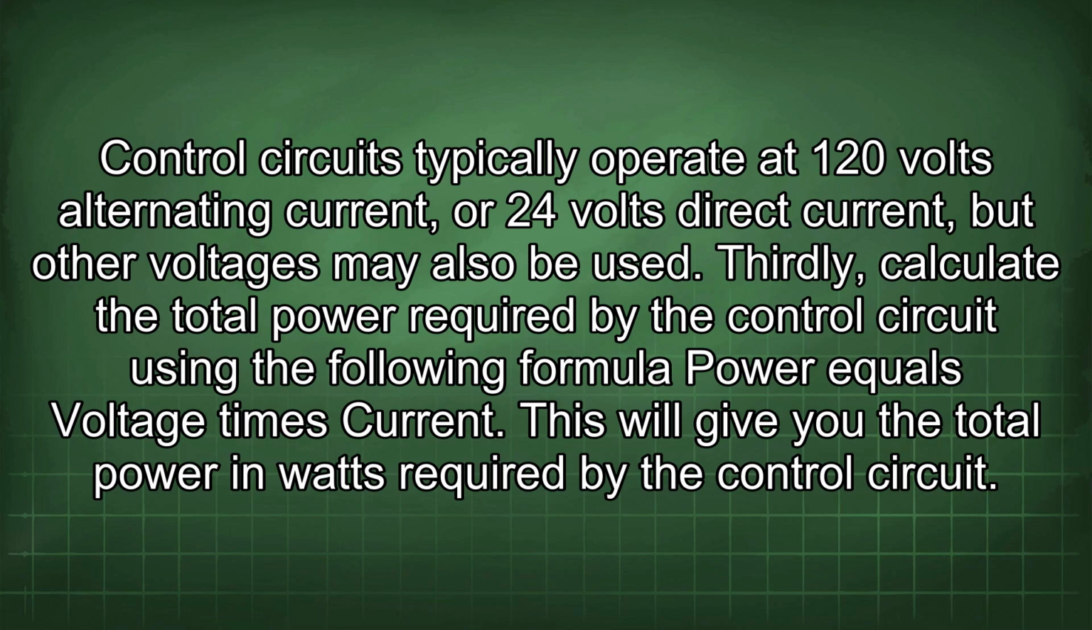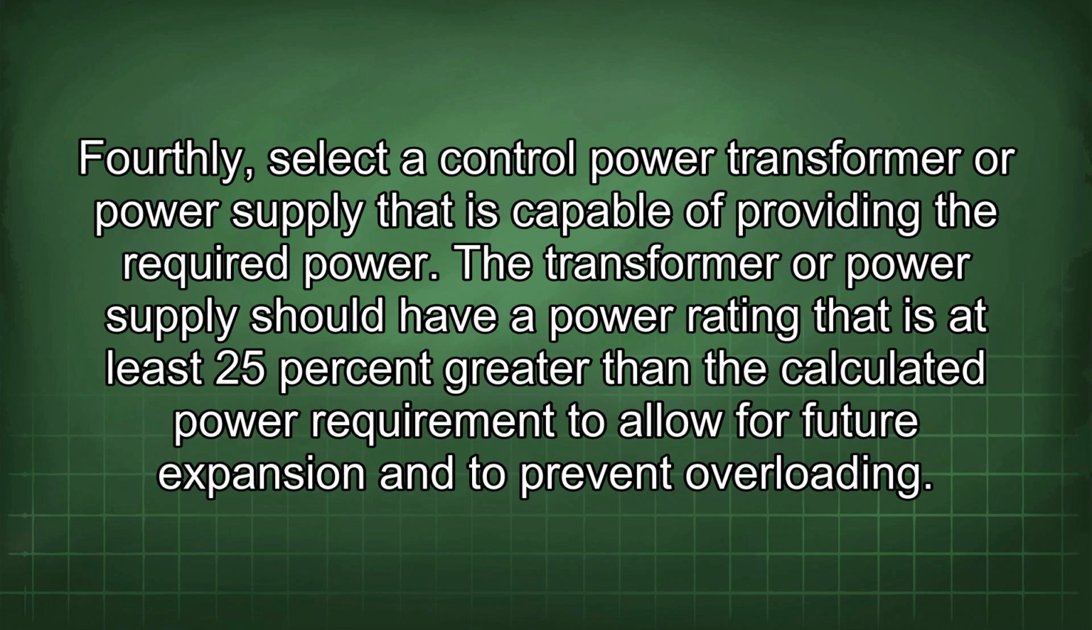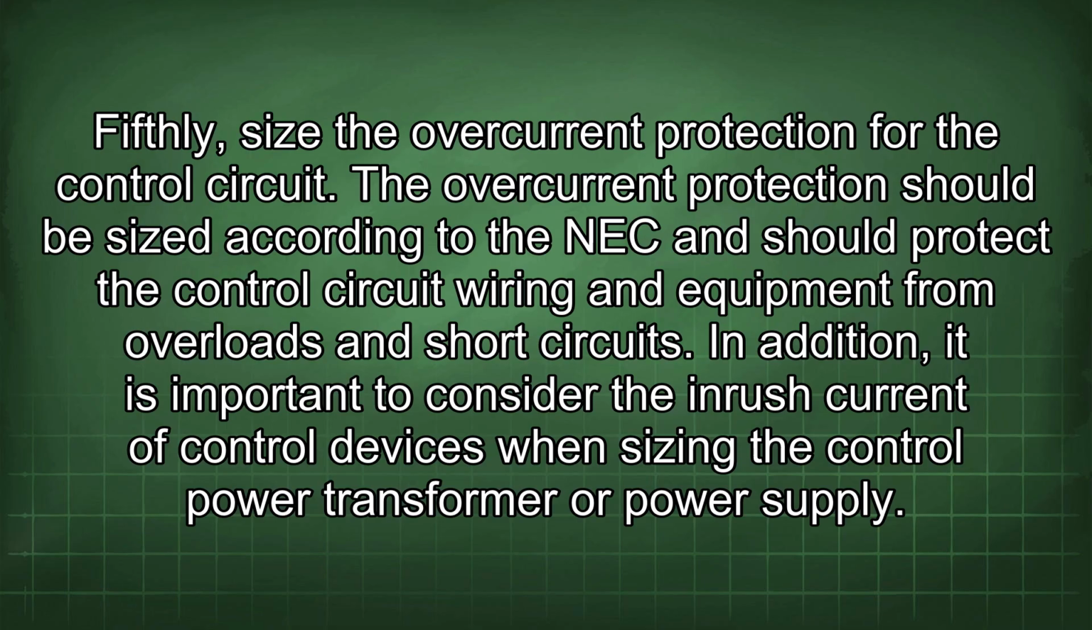This will give you the total power in watts required by the control circuit. Fourthly, select a control power transformer or power supply that is capable of providing the required power. The transformer or power supply should have a power rating that is at least 25% greater than the calculated power requirement to allow for future expansion and to prevent overloading. Fifthly, size the overcurrent protection for the control circuit.